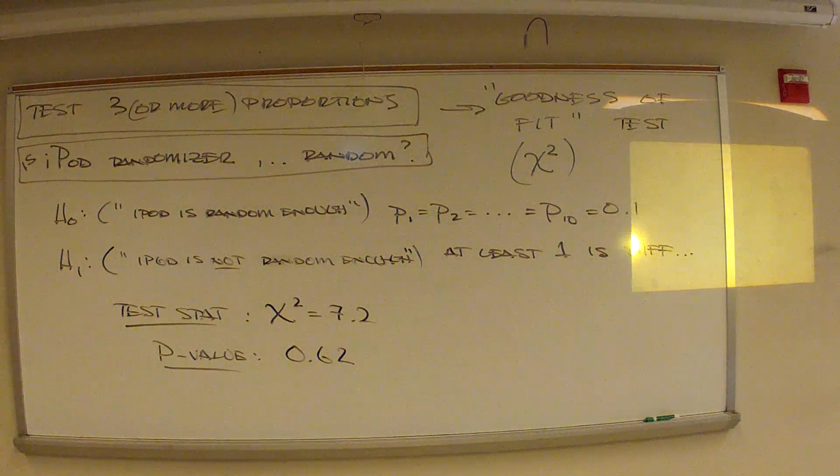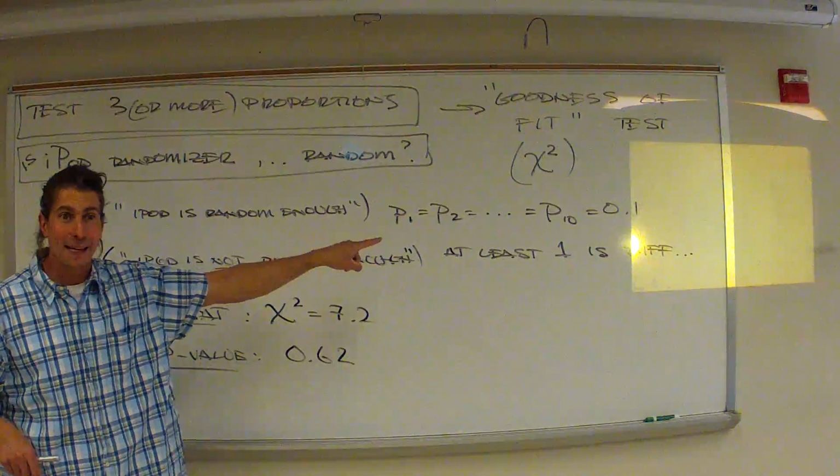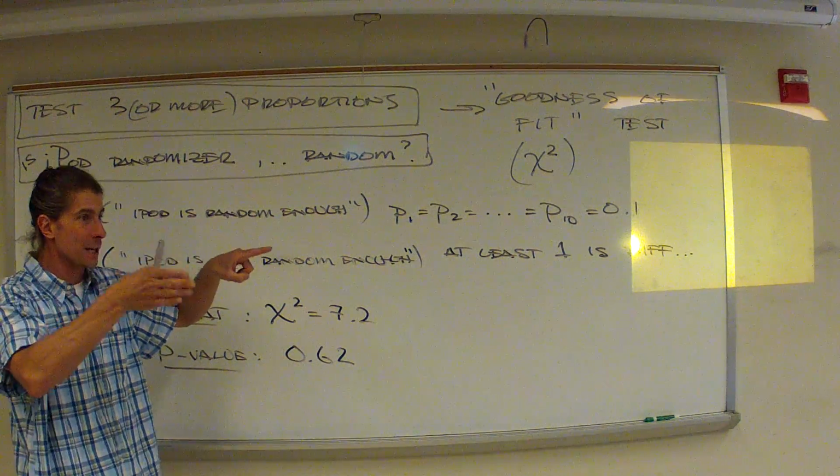So I tend to break goodness of fit tests into two kinds. And they're both the same test. You run the same exact mathematics on both of them. But this one is where you're testing what I like to call a uniform distribution. And that's because all the songs are supposed to come up at the same frequency. 10%, 10%, 10%, 10%, 10%.